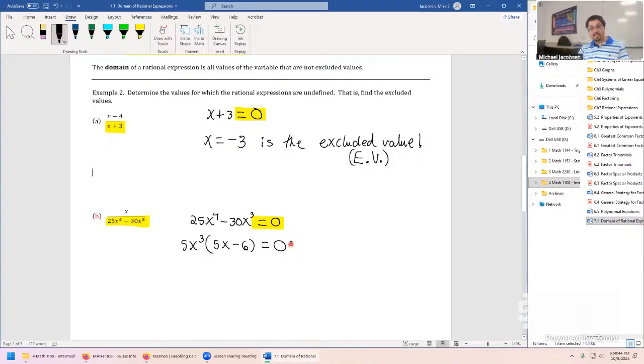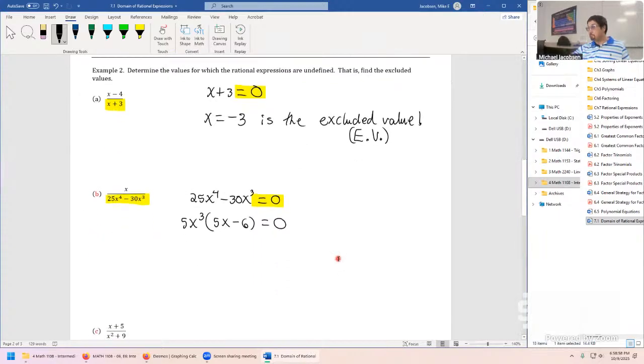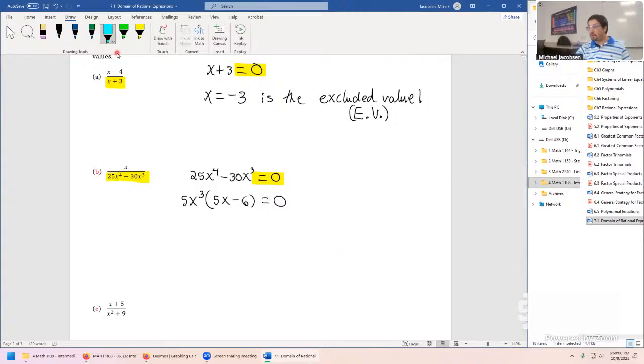In a certain sense, this is even easier than the last section because the definition of excluded value just means put in an equals 0 right here. So we never have to move things from one side to the next. The first step of solving this equation is already done. Then it's a matter of the zero product property. There are 2 things multiplying, resulting in 0. First one, 5x cubed equals 0, or 5x minus 6 equals 0.